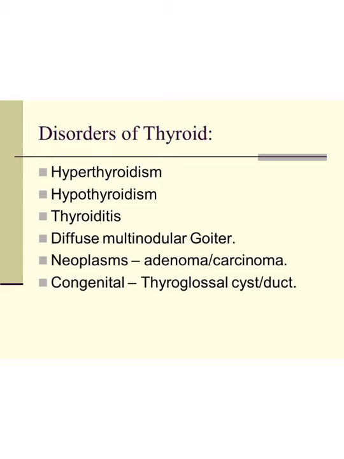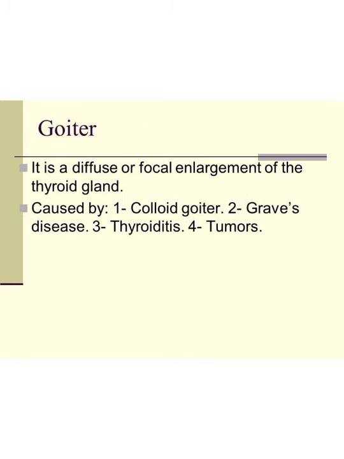Hello students, in today's video you'll be learning about gross pathology of multinodular goiter. Before we go into the detail about gross pathology of the multinodular goiter, let me explain to you about the disorders of thyroid. So what are the disorders of thyroid? Hyperthyroidism, hypothyroidism, thyroiditis, diffuse multinodular goiter, neoplasms like adenoma and carcinoma, and congenital abnormalities.